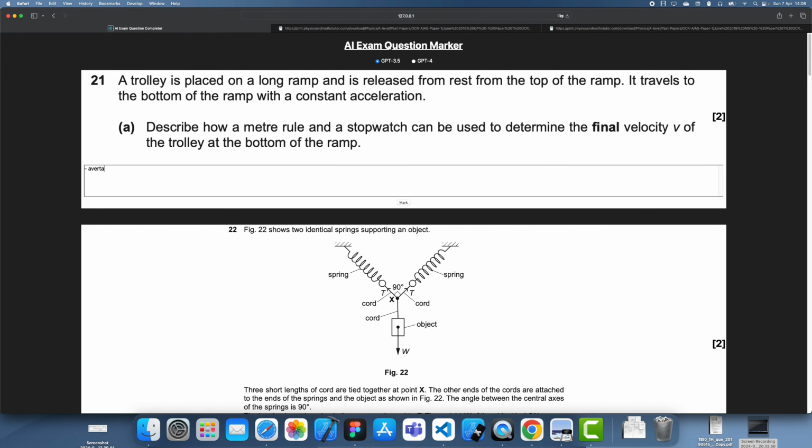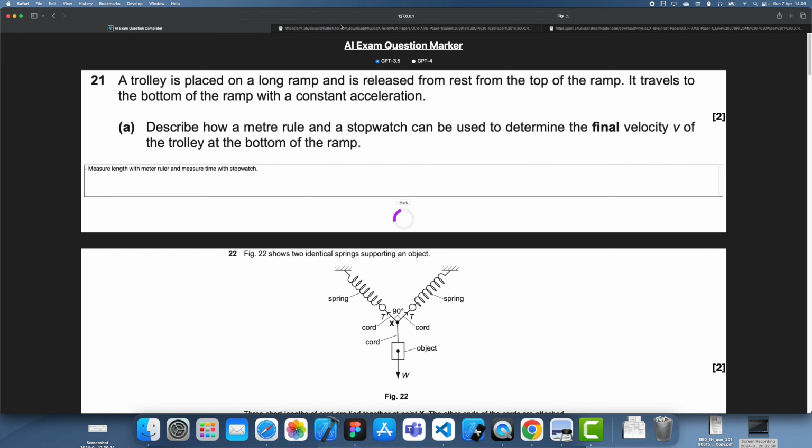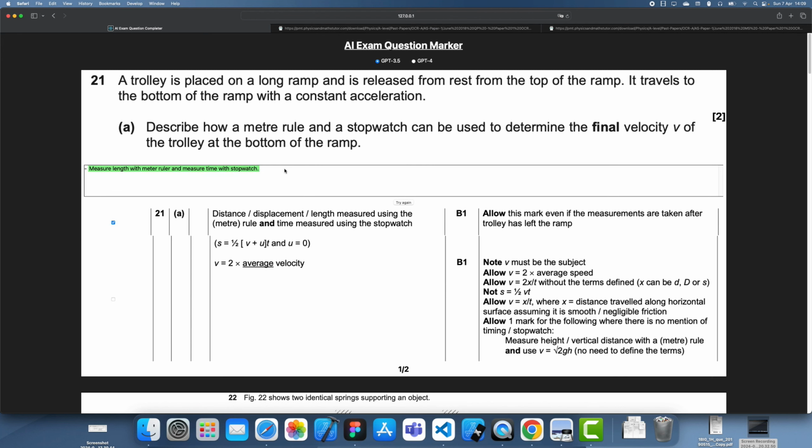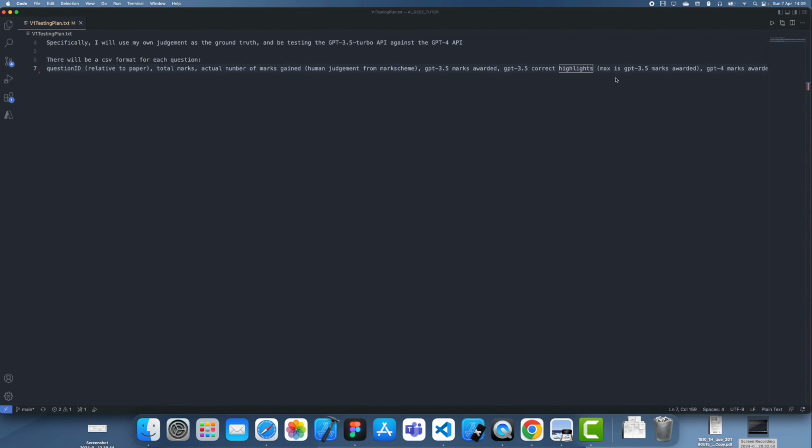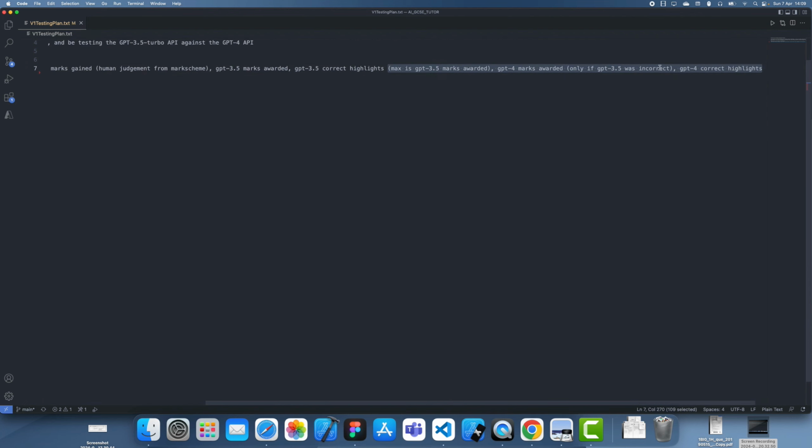So if you don't know what a highlight is, let me see if I can get an example. Say measure length with meter ruler and measure time with stopwatch. I know that's one of the marks. And if I click a mark here, it should get, yeah. So this is a highlight, where it highlights the part of the text which gained you the mark. So that's the number of correct highlights, and that's what I'm going to be doing.